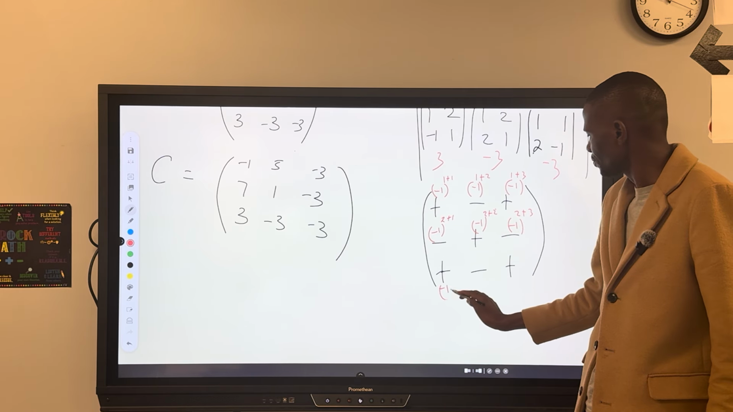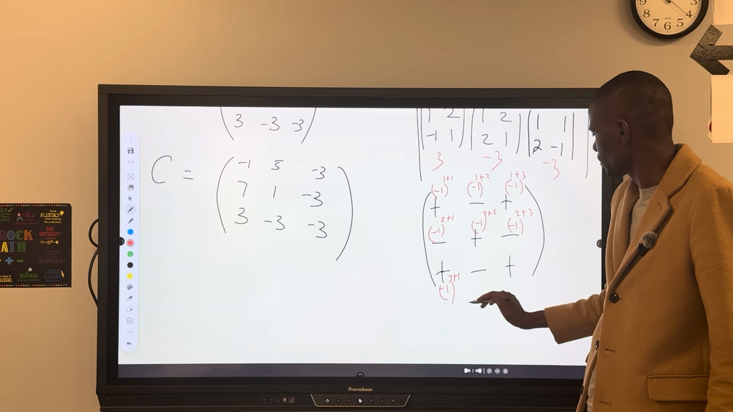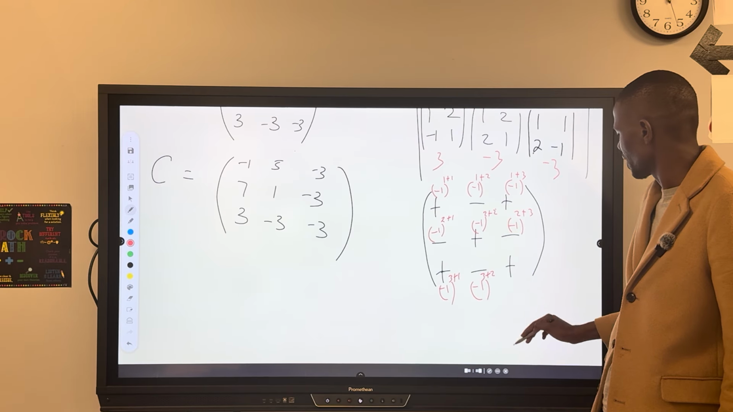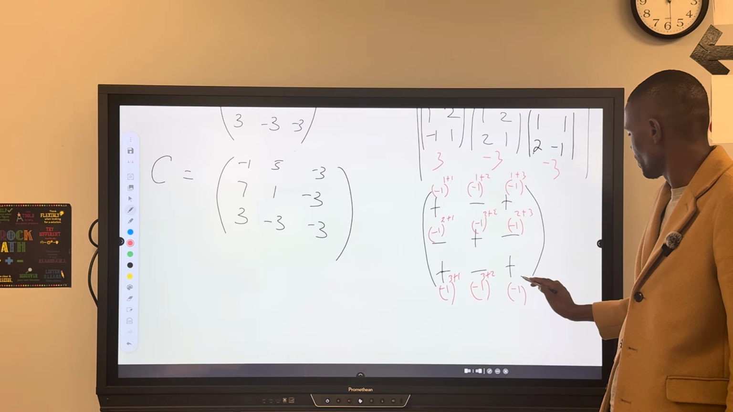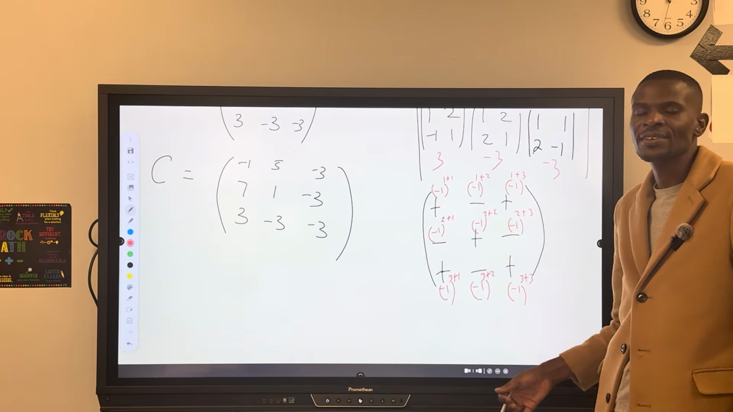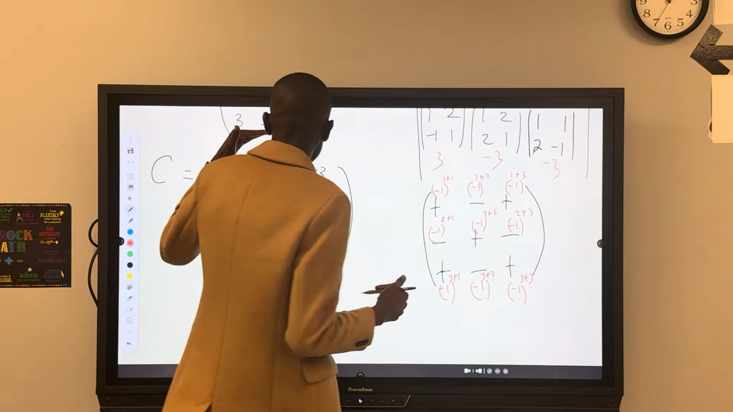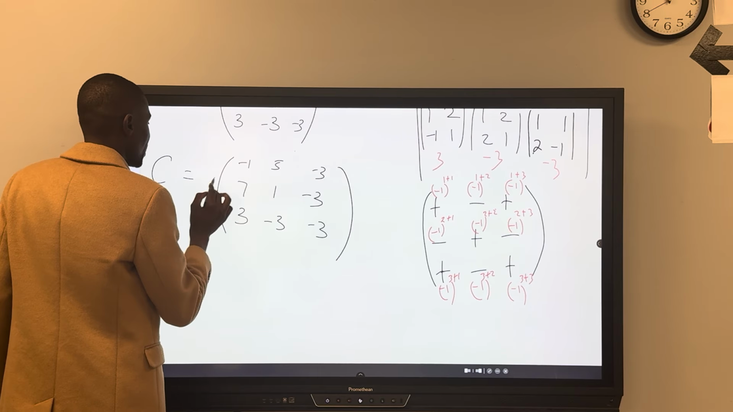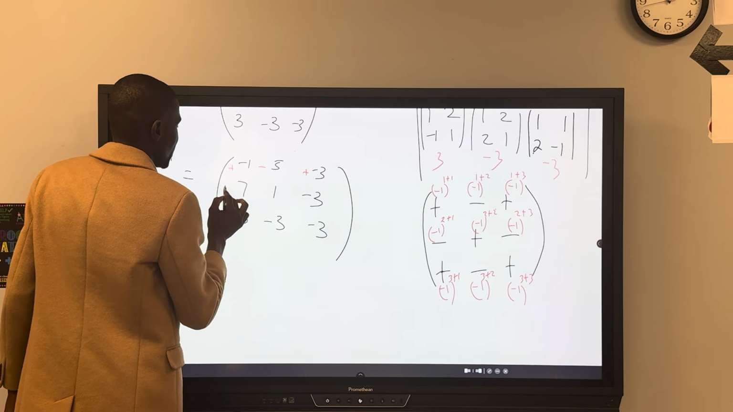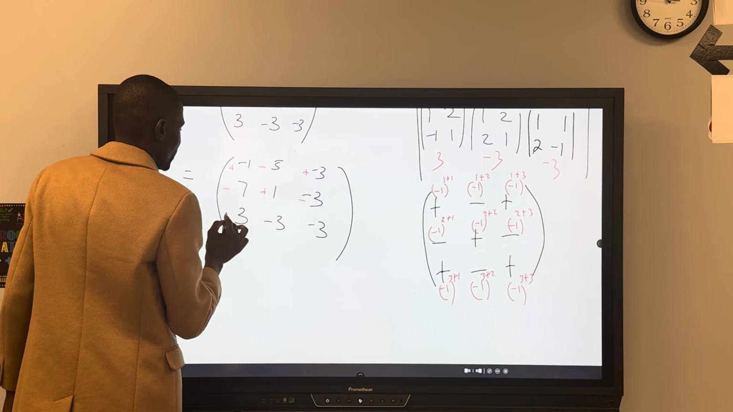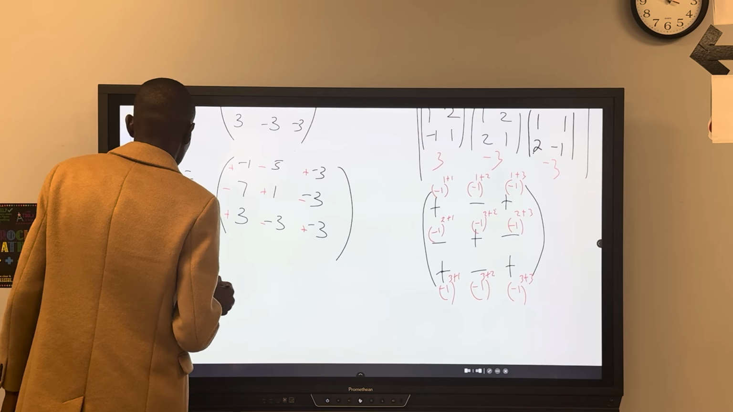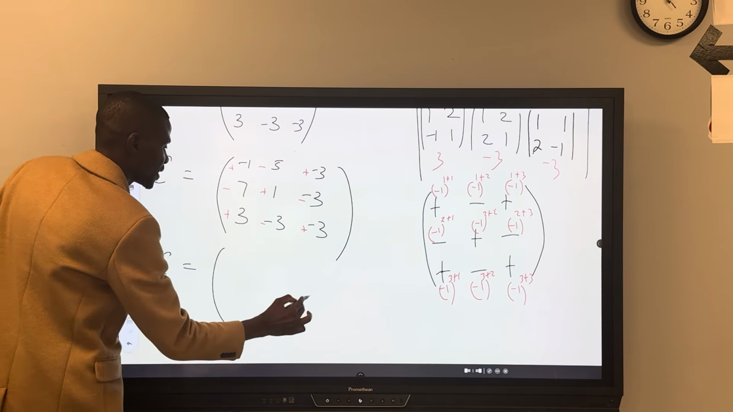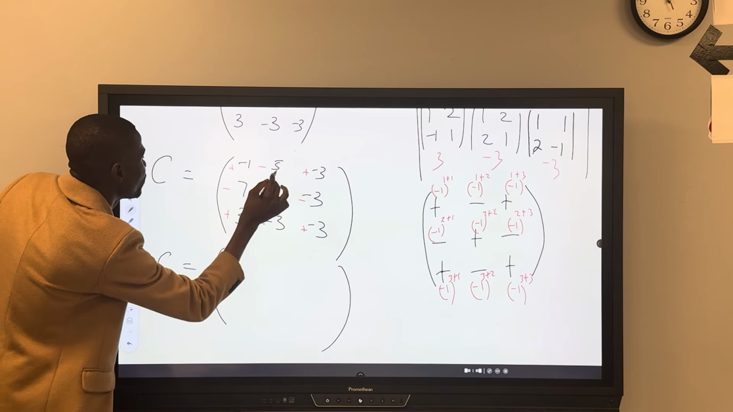And this one is going to be third row, first column, positive. Then third row, second column, that's odd. Then third row, third column, that's even, which is positive. So now we are going to multiply these by the sign pattern here: positive, negative, positive, negative, positive, negative, positive, negative, positive. So when we get that, our matrix of cofactors is this one with the affected signs.